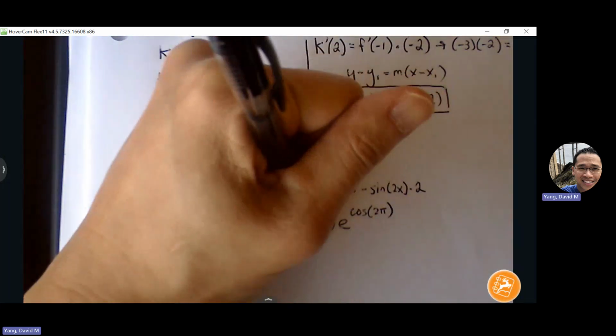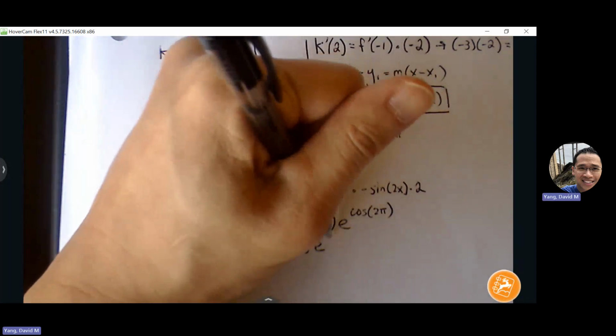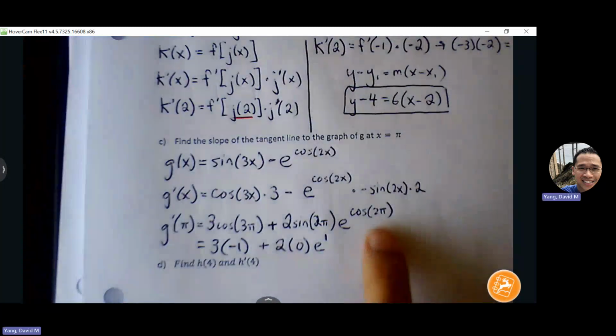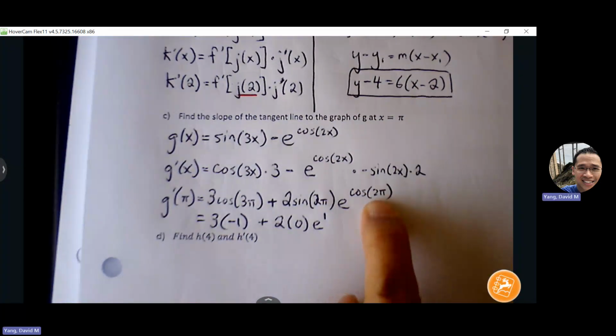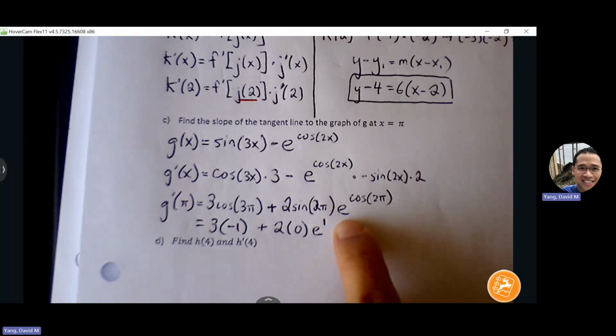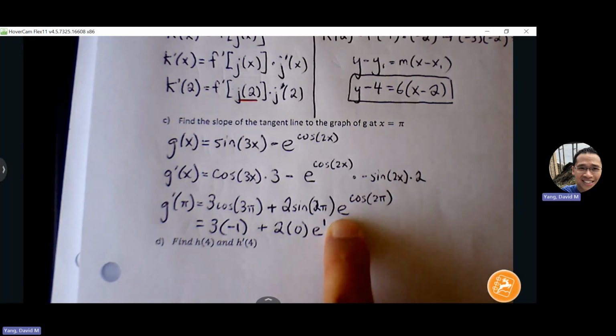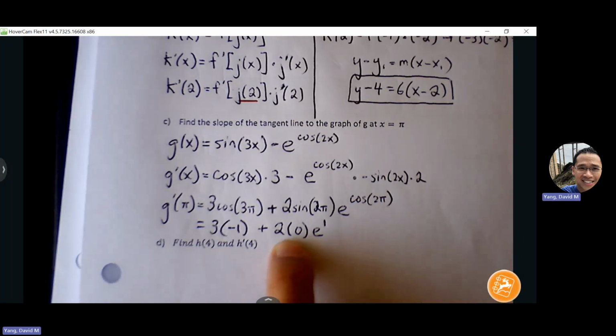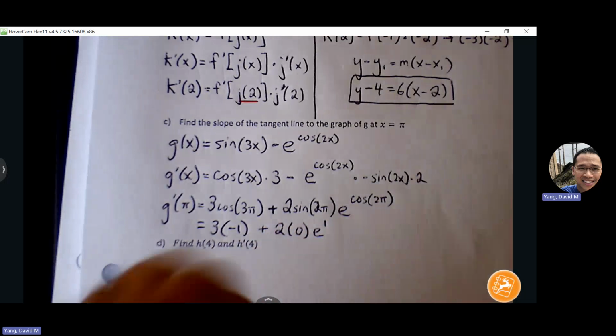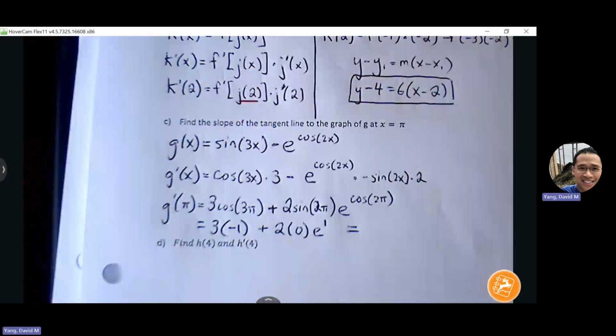This will also wipe this out, but technically it's e to the first power, because cosine of 2 pi is the same thing as cosine of 0. Cosine of 0 is 1. E to the 1 is e. But it's multiplied by 0, so all of this is going to wipe out. So my slope is just going to reduce to just what? Negative 3, yeah.